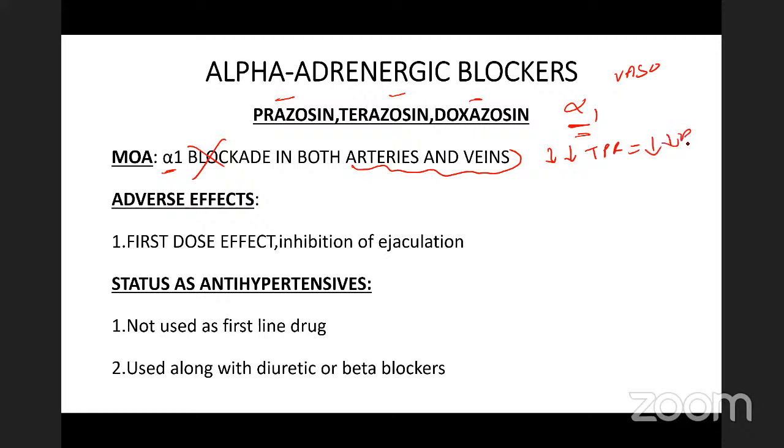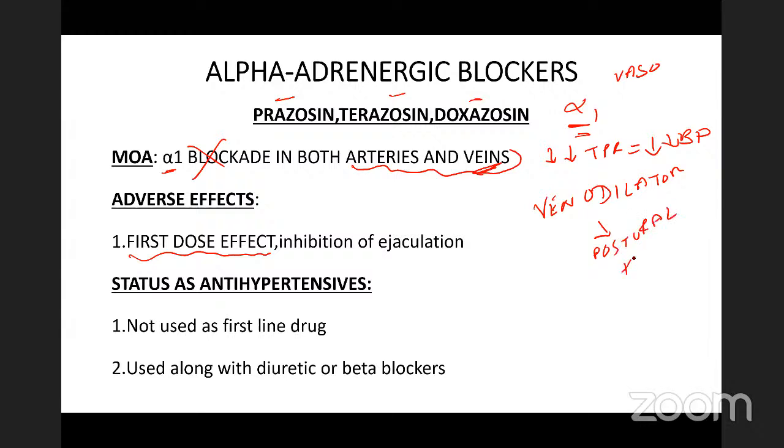to decreased blood pressure. The first dose effect, postural hypotension and syncope, are the most common side effects of alpha blockers, because there will be venodilatation. I told, dilatation of veins. Whenever a drug causes dilatation of veins, postural hypotension is common. So it can be avoided by giving the drug at night, during bedtime, and starting with a low dose. Then we can avoid the postural hypotension. Not used as a first line drug, so it can be used along with diuretics or beta blockers. So very important.